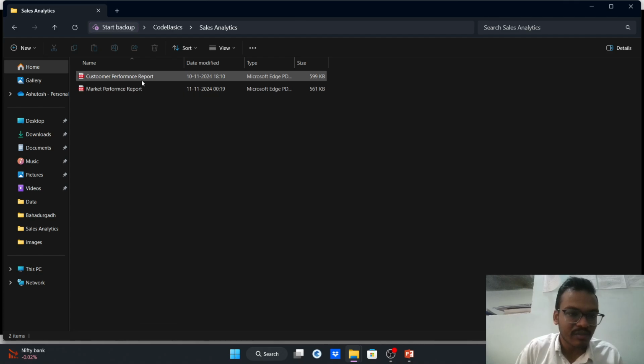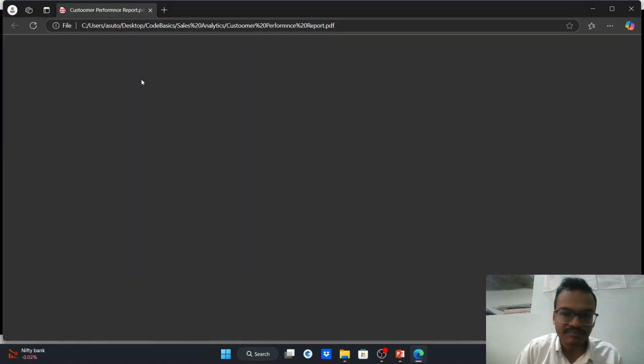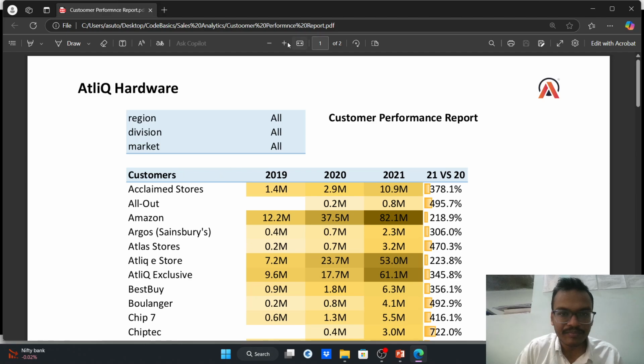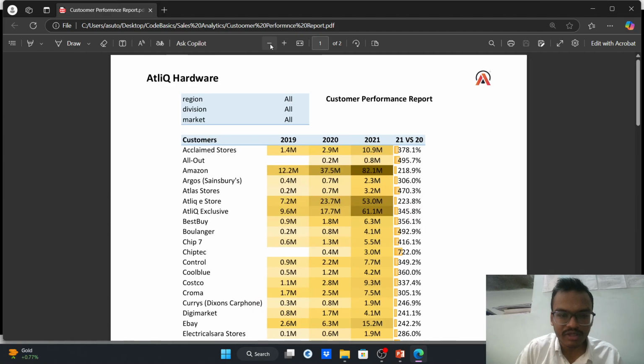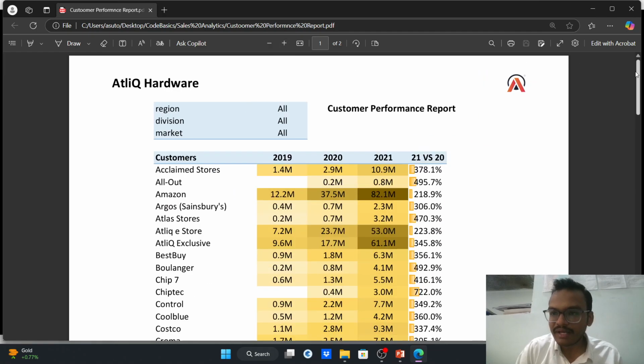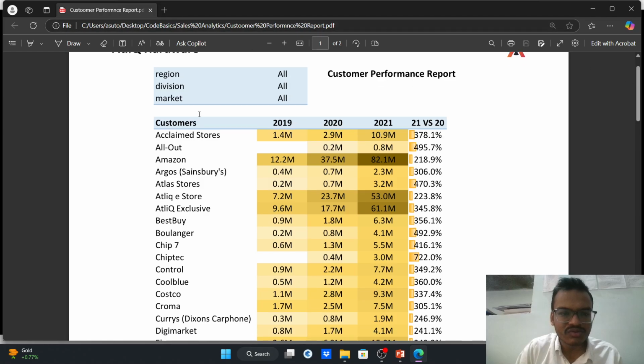See, so the first report is customer performance report. Here you can see this is the customer performance report. Let me take you through the report. Here the report shows that the customer name is Acclaimed Stores. In 2019, it has done a sale of 1.4 million.